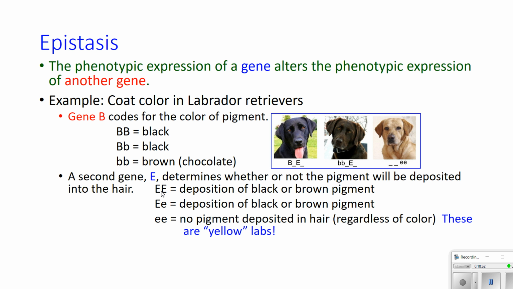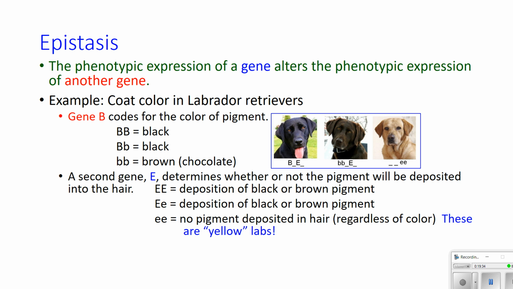So big E, we're going to see some color, either black or brown, in the hair. Big E, little e, heterozygous, same thing. You're still going to see some color. It'll either be black or brown, depending on what the other gene says. But the only way you get a yellow lab is if the dog is homozygous recessive for the pigment deposition gene. That is little e, little e. That means no pigment is deposited in the hair, so it doesn't matter if it's black pigment or brown. It's never going to go into the hair, and so the hair is just going to be the basic yellow color.